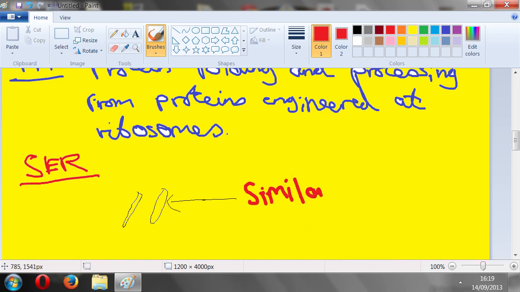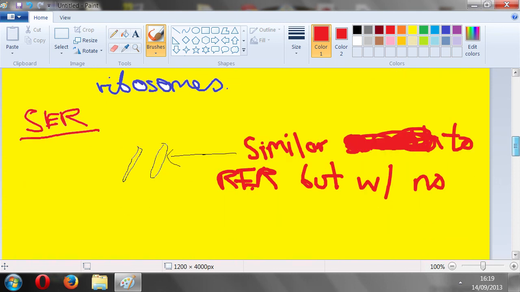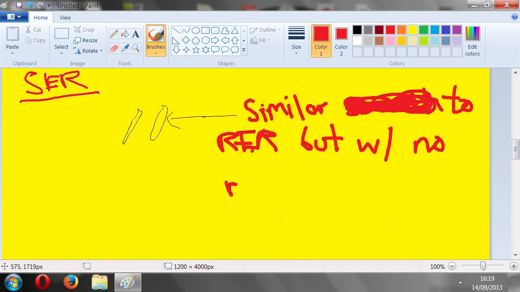I'm well aware that I need to improve how all this stuff looks. No, that's not right. Similar to the rough ER, but with no ribosomes.